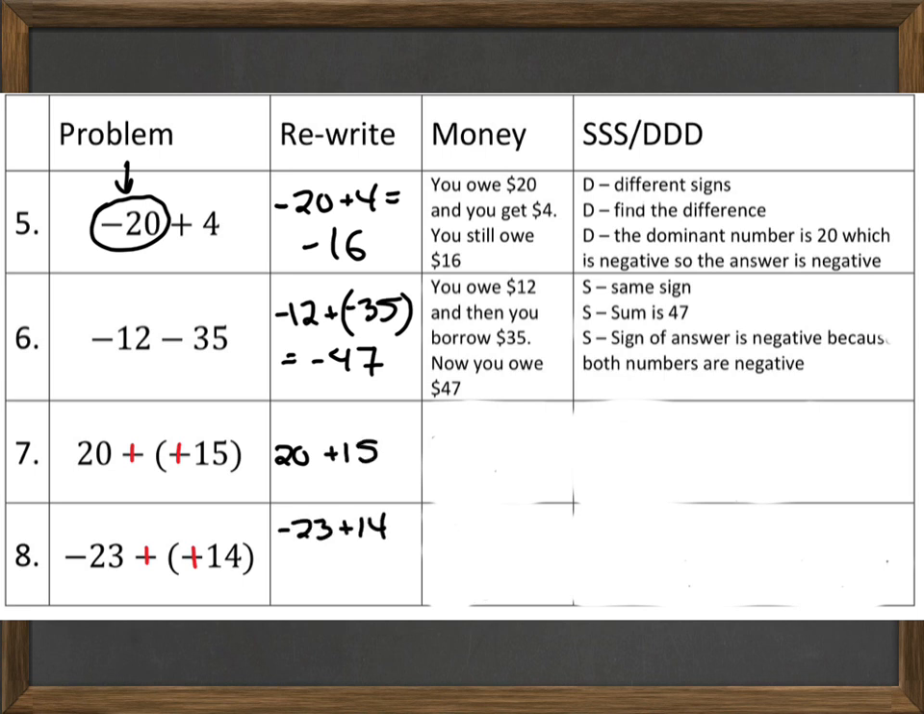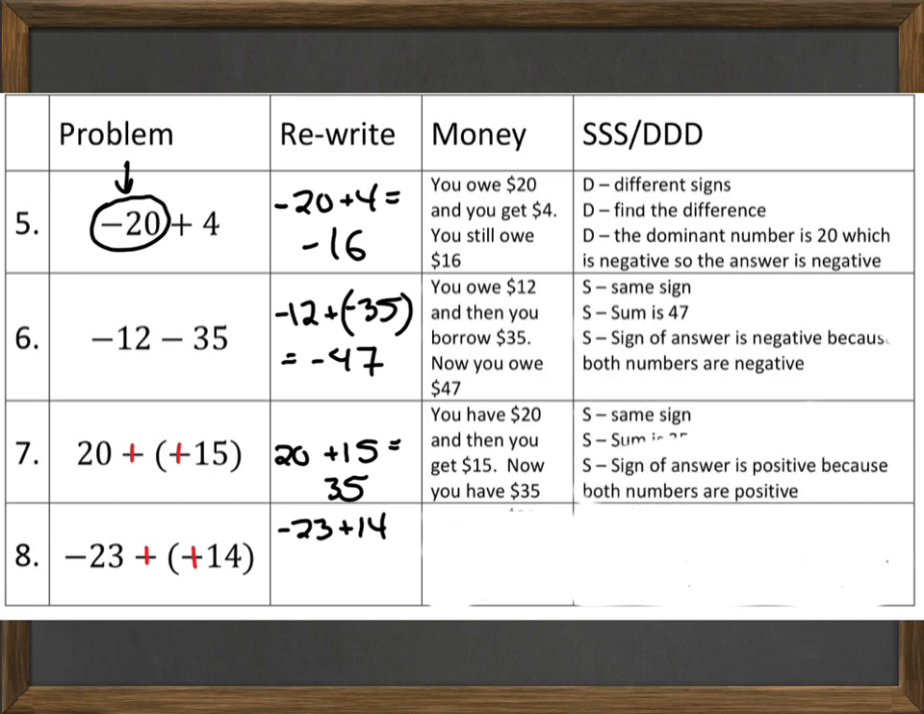Okay, so 20 plus 15, that's pretty straightforward, right? We start with $20, then we get 15 more, right? We're rich, yay! Now we have $35. Okay, as you can see, both numbers are positive, right? So we sum them. We know that the answer is also positive since both numbers that we added together were positive.